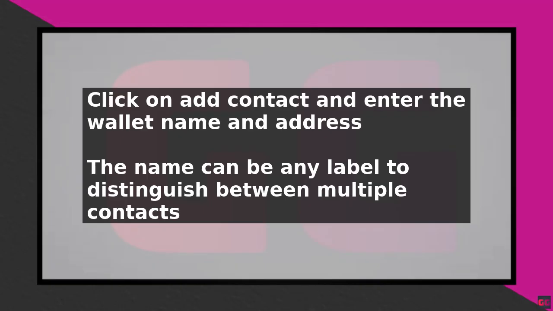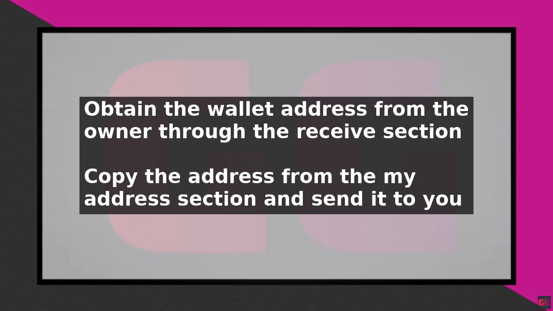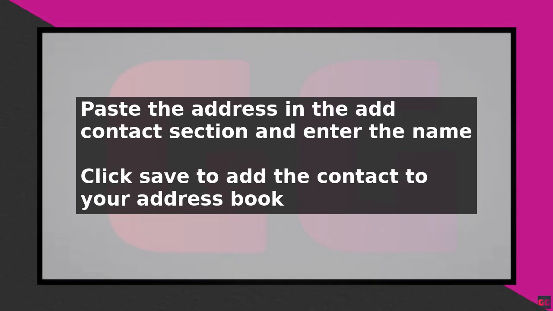The name can be any label you choose, such as the owner's name, which will help you distinguish between multiple contacts. For the wallet address, you'll need to obtain it from the owner. They can do this by going to the home screen, selecting Receive, and copying their wallet address from the My Address section. Once they've copied the address, they can send it to you.